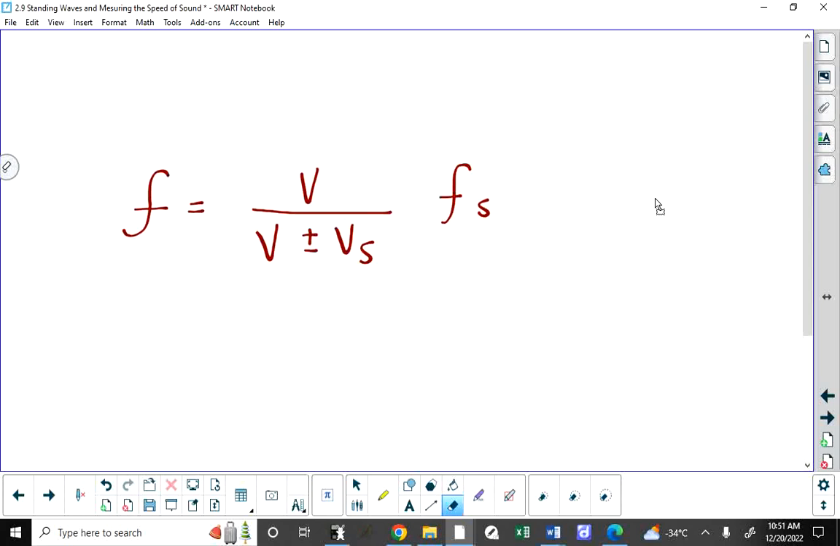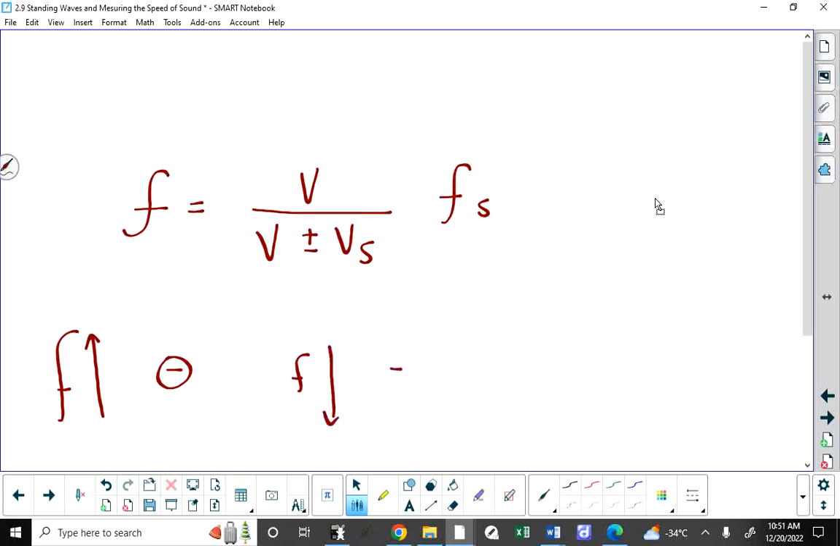And whether it's plus or minus depends on whether the frequency goes up. If the frequency goes up, then you're going to have a minus on the bottom, because to get a larger frequency mathematically from that formula, that fraction has to get bigger, which means the denominator has to get smaller. If the frequency that you observe goes down, then that means you have to add the speed of the source.